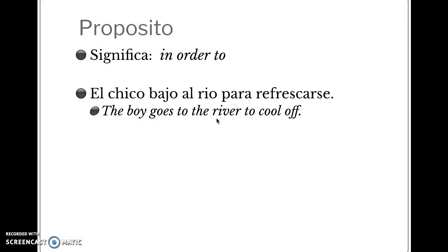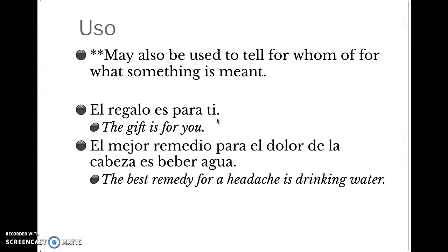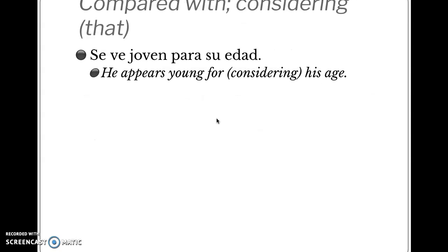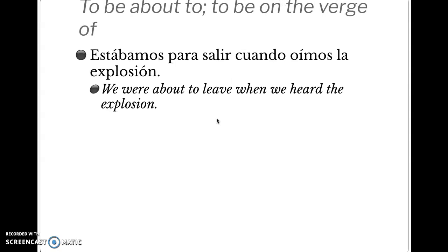So, para, propósito, in order to. El regalo es para ti, so uso. El mejor remedio para el dolor de cabeza es beber agua. So, fecha de entrega o punto de tiempo destino. Voy a tener papel para el viernes, para el otoño el Valley no será nuestro, y salgo para Charleston el viernes. Comparaciones, se ve joven para su edad. To be about, to be on the verge. Estábamos para salir cuando oímos la explosión.